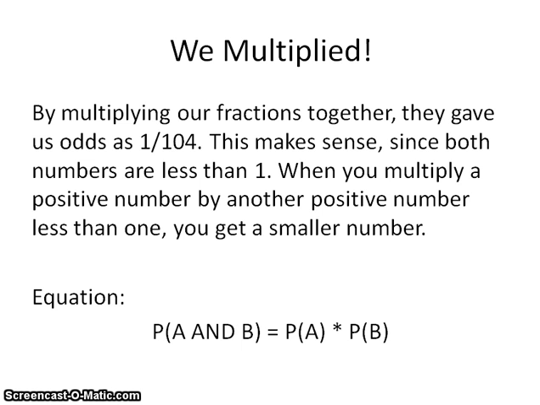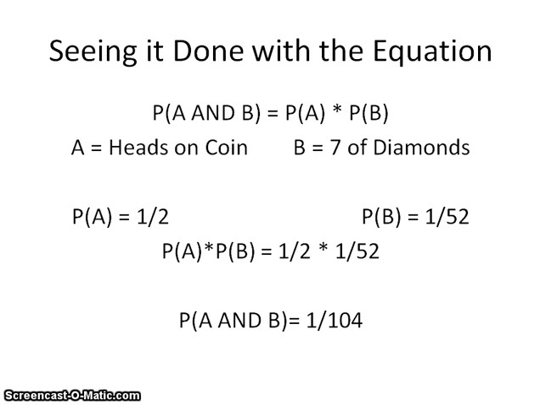So our equation is the probability, that's what the P stands for, of A and B is equal to the probability of A times the probability of B. Alright, let's take a look at it done with the equation. Probability of A and B is equal to P of A times P of B. A is the heads on the coin, B is the 7 of diamonds. So probability of A is 1/2, probability of B is 1 out of 52. So we just plug it in on the next line. P of A times P of B equals 1/2 times 1 out of 52. And the probability of A and B is equal to 1 out of 104.